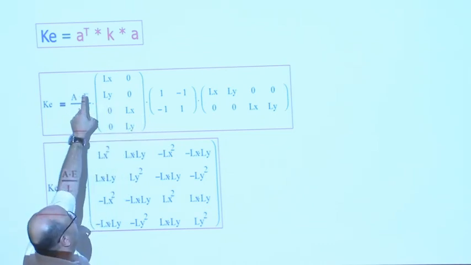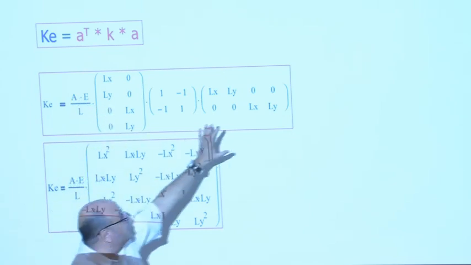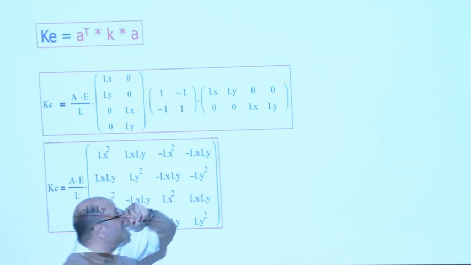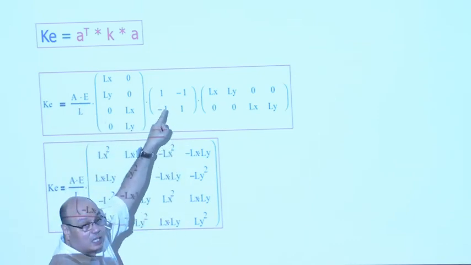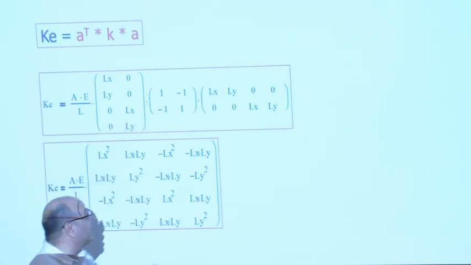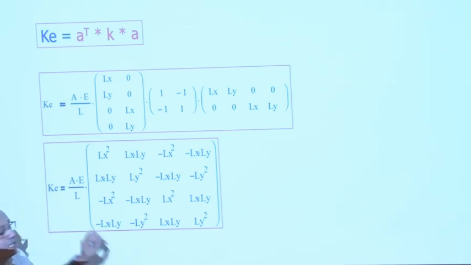This is T sub T or A sub T, which is the transformation matrix transpose, and this one is the transformation matrix, and the one in the middle with the AE over L is the local stiffness matrix. When you multiply it, you come up with this 4 by 4 matrix, which is very important, that is giving us the stiffness matrix of the member.